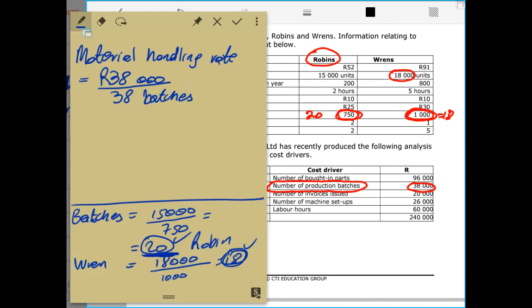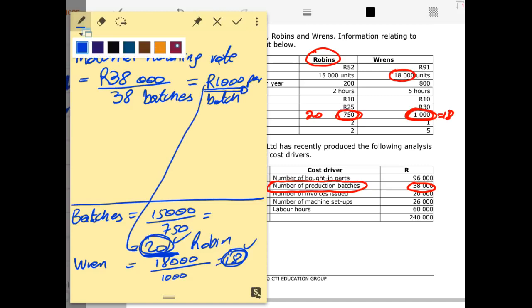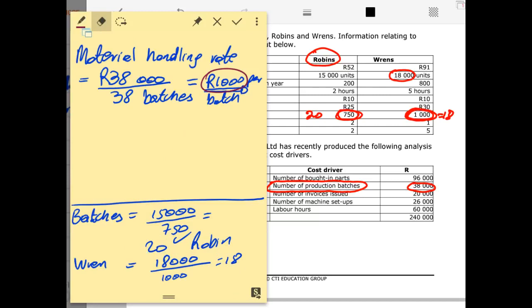So now it will give us our overhead rate, and our overhead rate is an amount of 1000 per batch. So now that is our rate, and if we have that rate, we have to multiply by 20, and we multiply that 1000 again by 18. Then after we have done that, we'll be able to allocate our overheads.